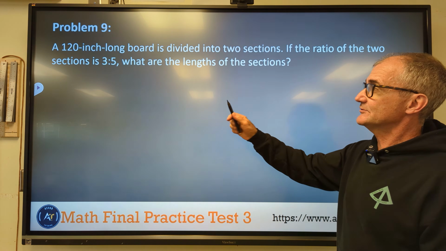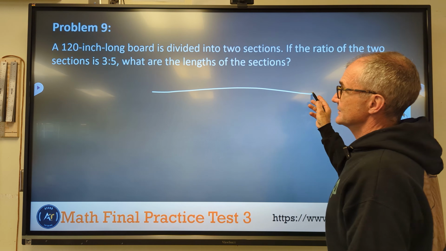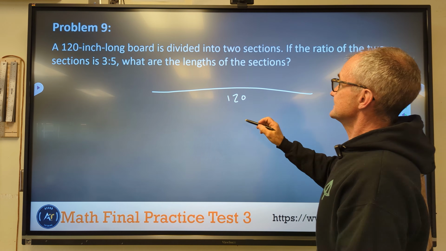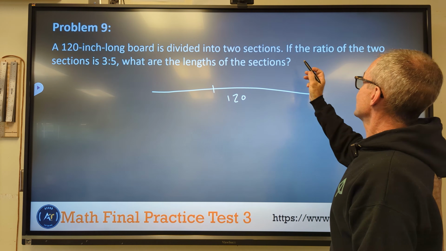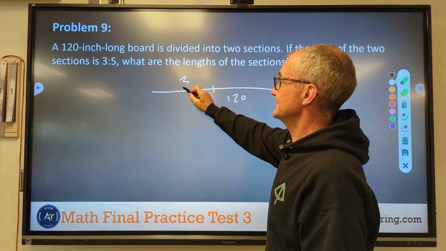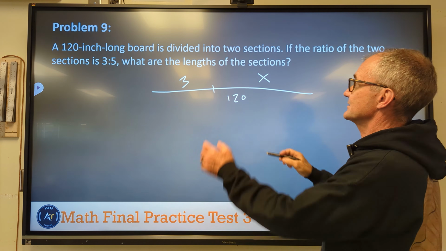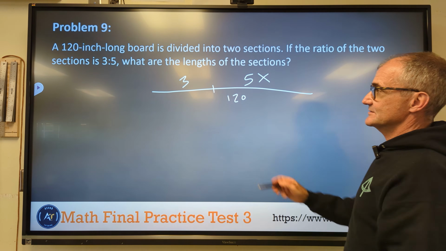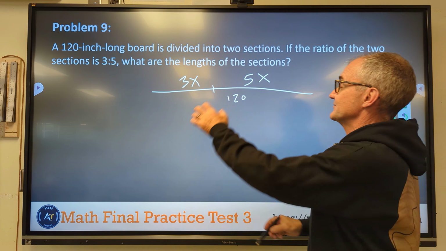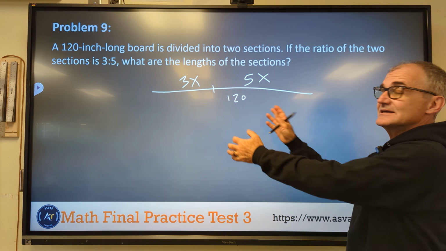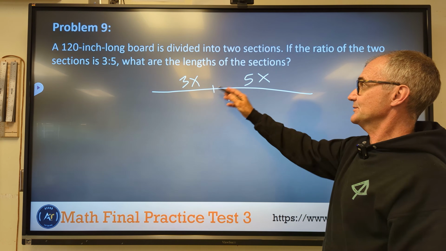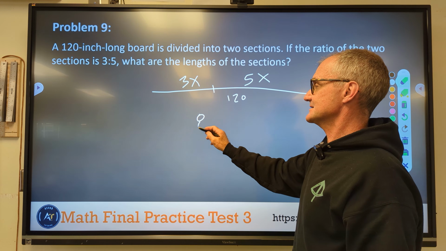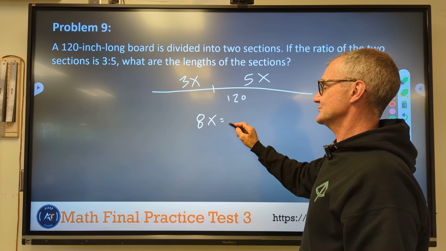Number 9, a 120-inch long board is divided into 2 sections. If the ratio of the 2 sections is 3 to 5, what are the lengths of the sections? So this would be 3x. This would be 5x. Together they equal 120. So I have 3x plus 5x, 8x. 8x is equal to 120.